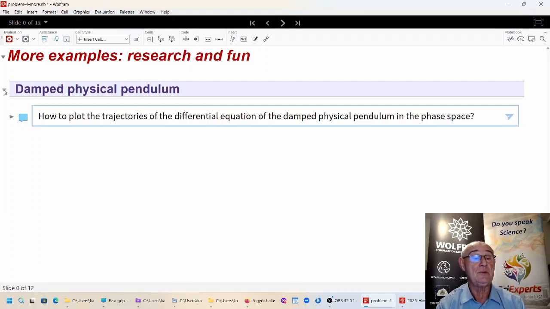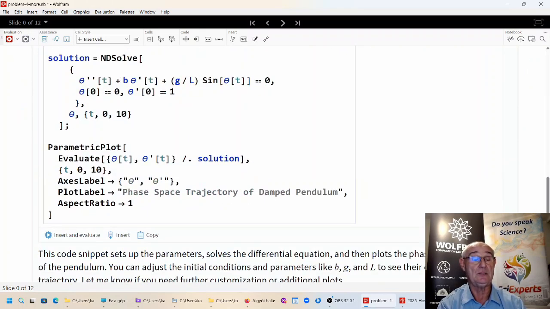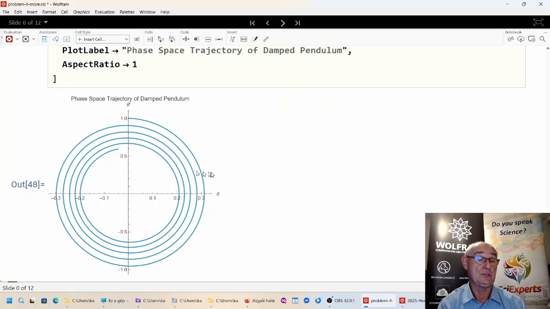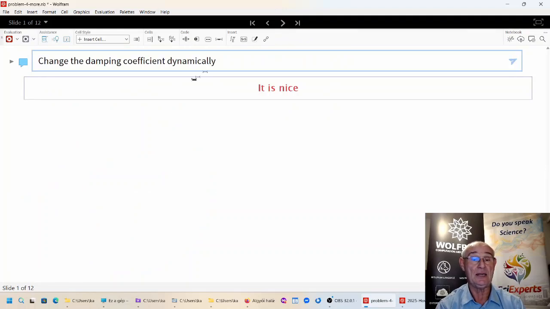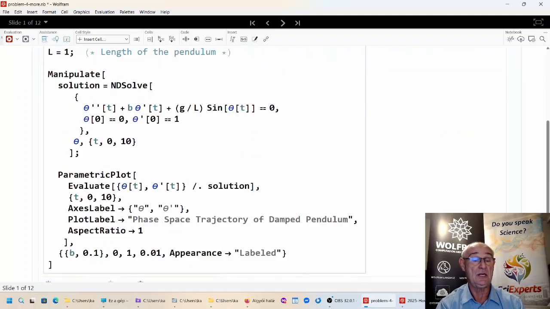The first example is about a damped pendulum. I would like to see the trajectories of the physical pendulum in the phase space. Look at the result. Here the Wolfram Assistant gave me the differential equation with parameters and also gave me the code with some parameters. I am not satisfied with this level of the solution because I need dynamic modification. I ask the Notebook Assistant to change the damping coefficient dynamically. It's done, that's the result.